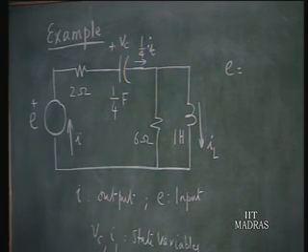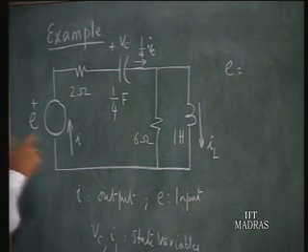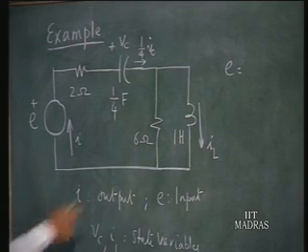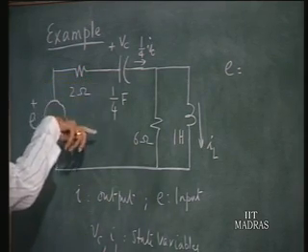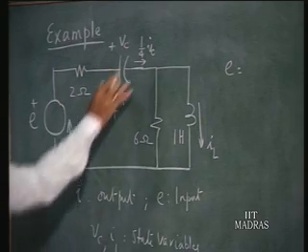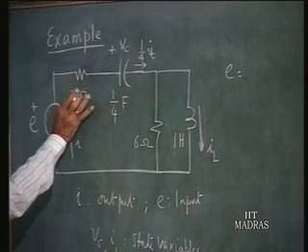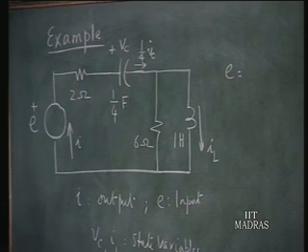Since this is a capacitor of 1/4 farad and the voltage is Vc, we would like to express everything in terms of Vc and IL and the input and the output quantities. Therefore, I would like to express the current in terms of Vc. This is 1/4 Vc dot, and that is the current which passes through this. Therefore, the voltage drop across this is 2 times 1/4 Vc dot.